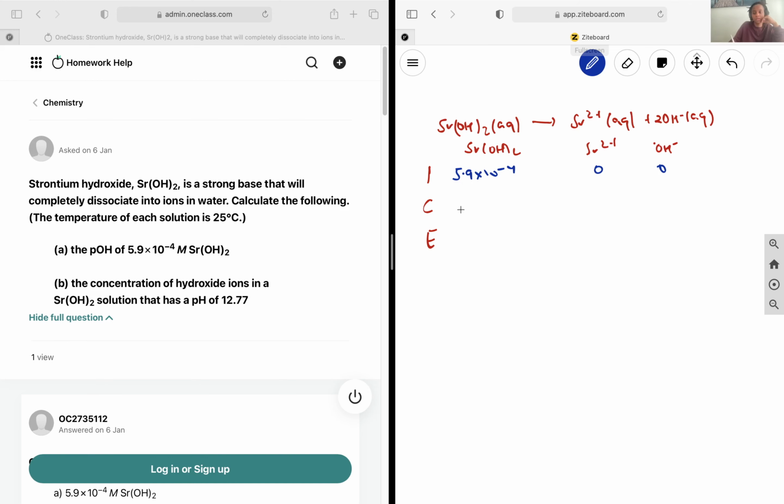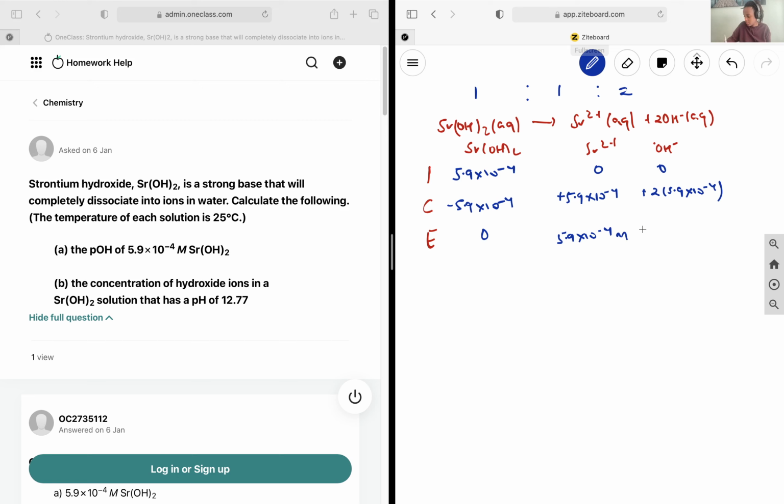0 and 0 molar. And then because it's going to completion, it is going to lose 5.9 by 10 to the negative 4. So the ratios we have here is 1 to 1 to 2. So it's going to produce 1 times this of strontium ions. So this is going to be plus 5.9 by 10 to the negative 4. And twice that for the hydroxide ions. So it's going to be plus 2 by 5.9 by 10 to the negative 4. And so this is going to be left with 0 at equilibrium. This is going to be left with 5.9 times 10 to the negative 4 molar at equilibrium.